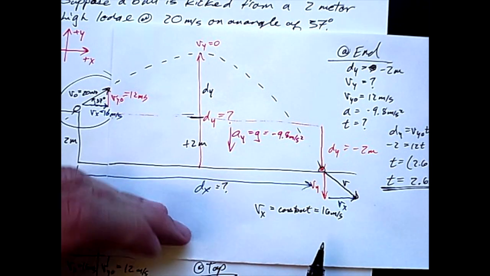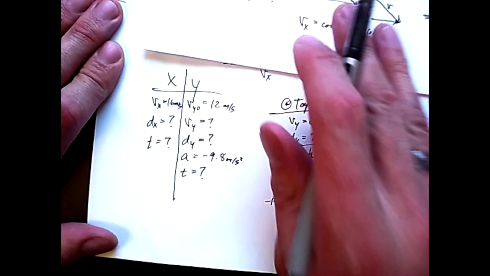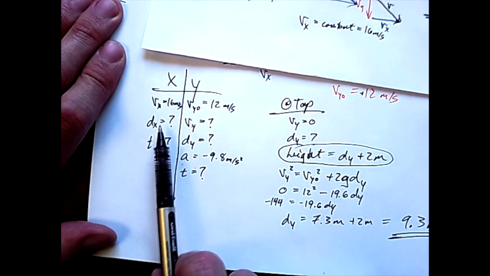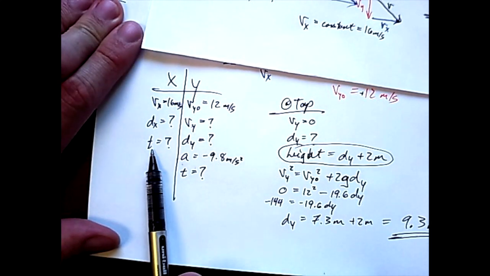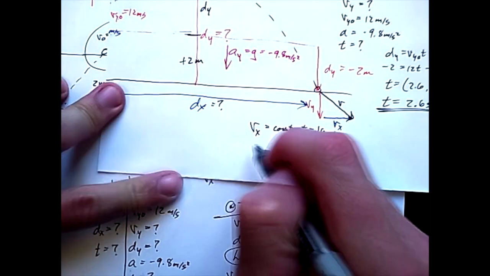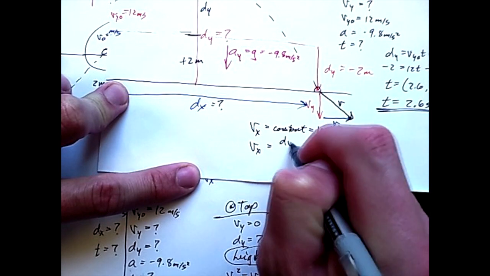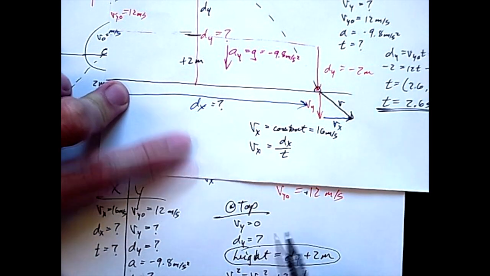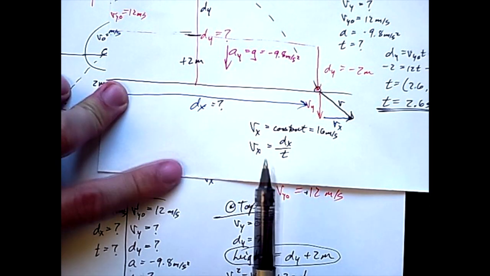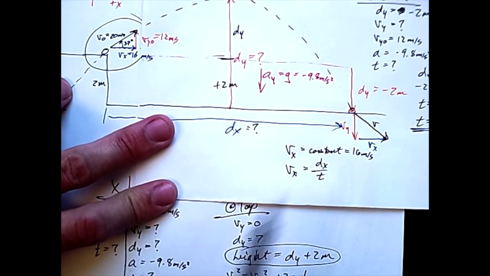Going back to my original table that I wrote down here on the bottom, dx is a function of Vx and t. Those two things are the only things, because in the x direction, the velocity is constant. And since the velocity is constant, we know that Vx equals dx over t, and all we have to do is fill in what t is. Now, it's important to note that we can solve for time at different locales, but we haven't done that.